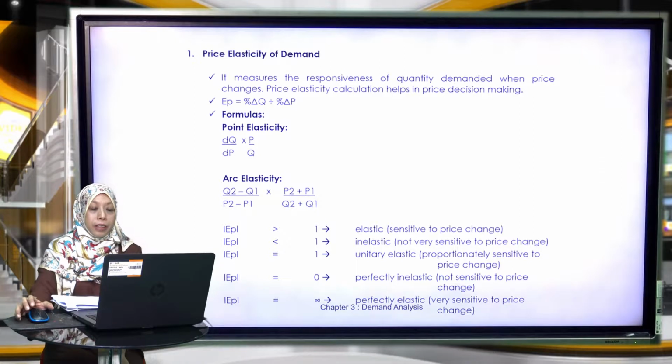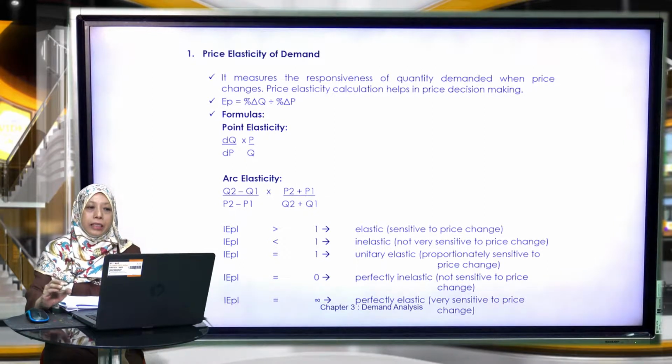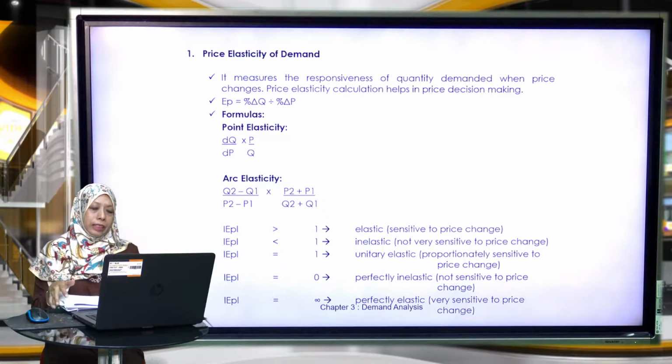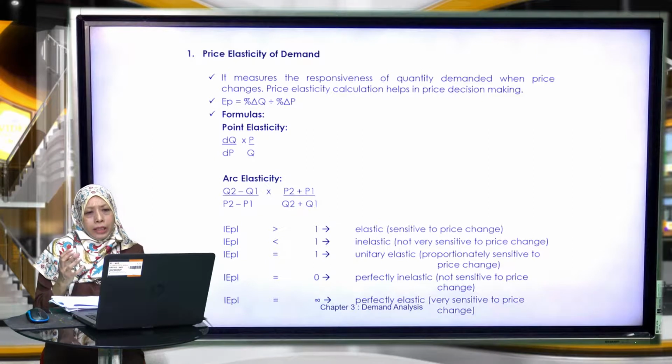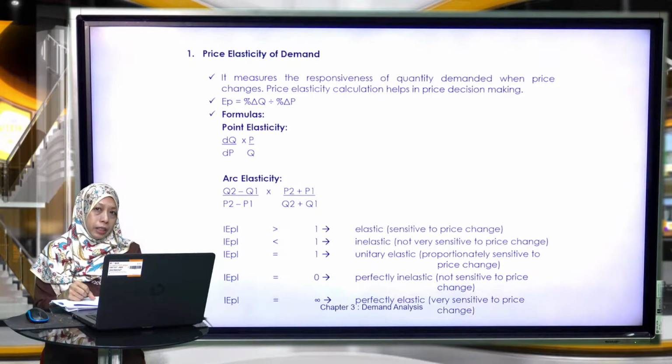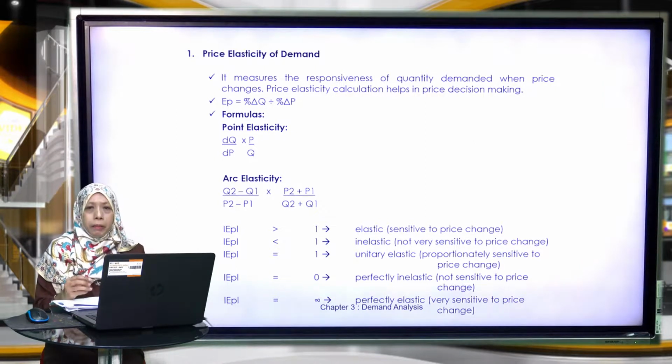The first type of elasticity of demand that we're going to cover is price elasticity of demand. Remember that there is always a negative relationship between price and quantity demanded, meaning that when price increases, quantity demanded will decrease, or when price decreases, quantity demanded will increase. Let's assume that price increases, so we should expect that quantity demanded will fall. But the question is, what is the magnitude of change of quantity demanded? In other words, how much will quantity demanded fall? Is it by a small amount? Is it by a large amount?